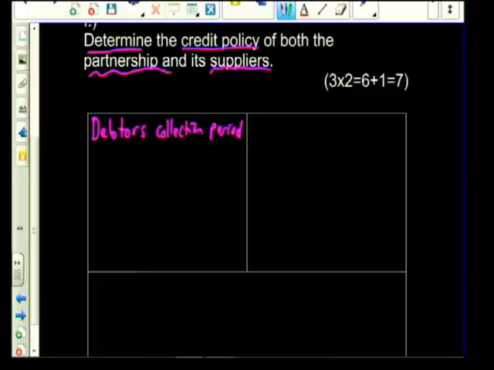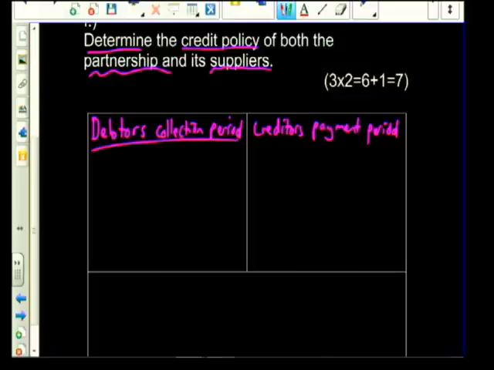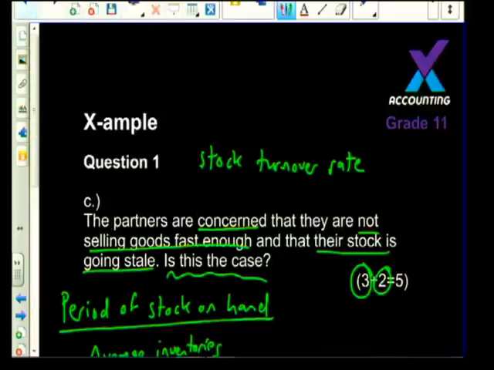If we're looking at the policy of the suppliers of the partnership, the suppliers are the partnership's creditors. So we are going to look at the creditors' payment period. Those are the two ratios that we need to calculate to answer this question. The policy of the partnership in terms of credit is going to be the debtors' collection period. Let's go back and check if you remember the formula for it.